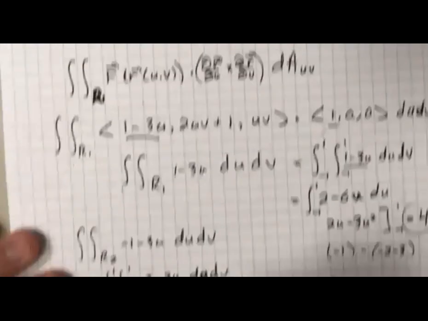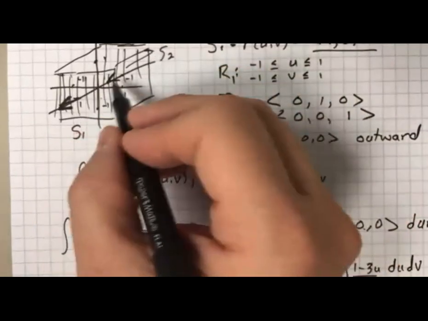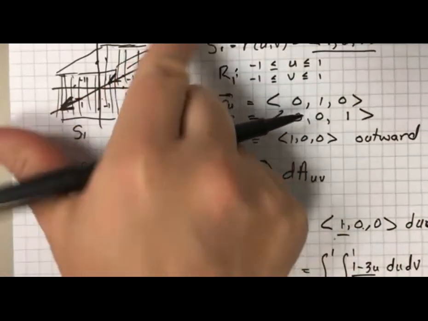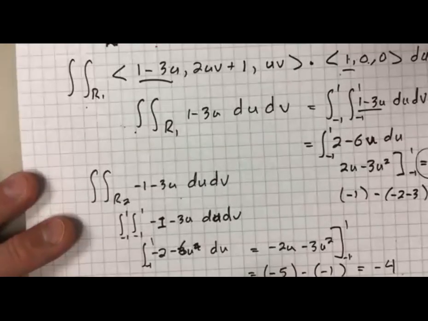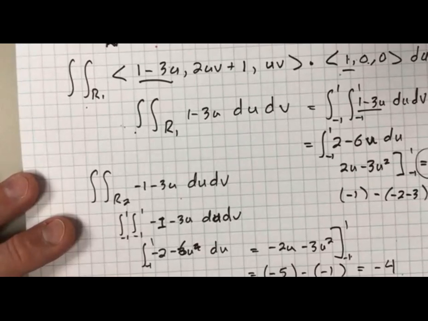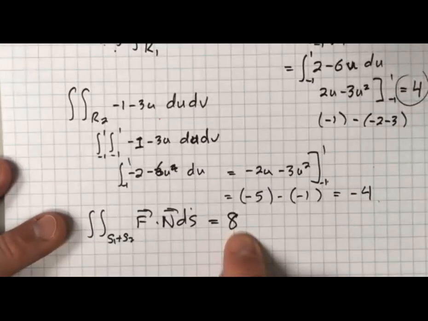But this was with respect to an inward normal. So the field flowing out of there is +4, both front and back. So notice I already have a flux over S1 plus S2 of 8, which was what my divergence calculation said to me.